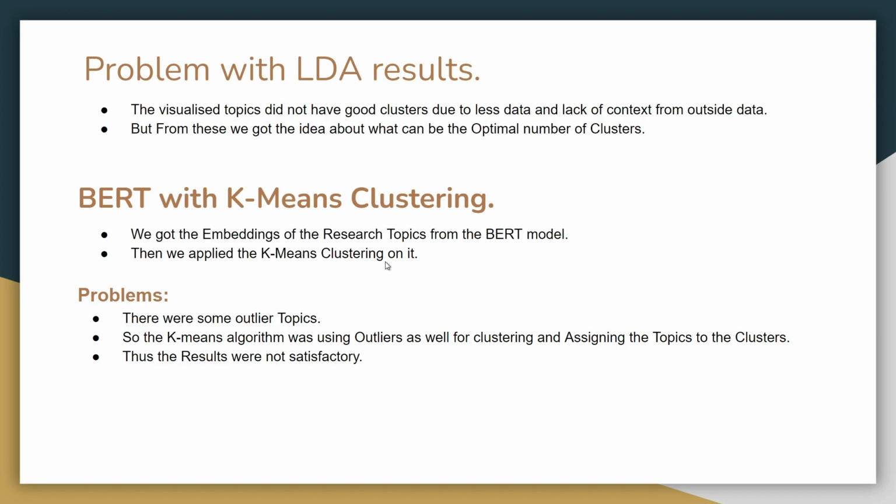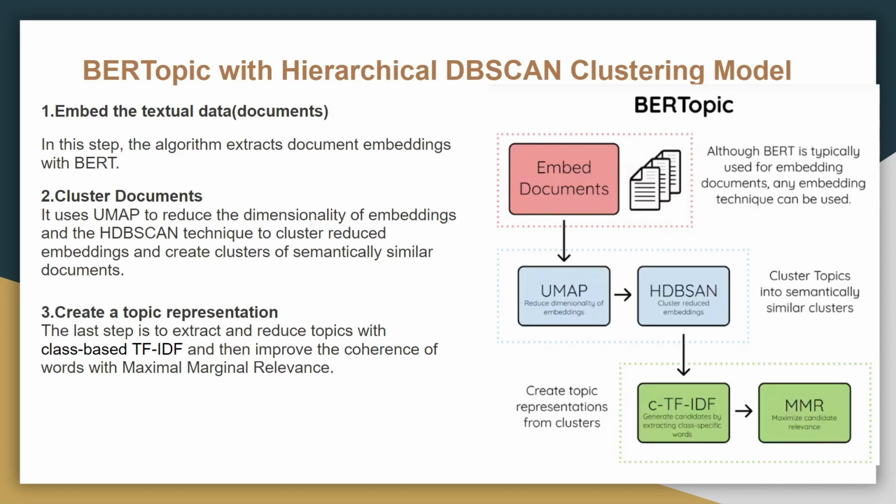Here we got the embeddings from the research topic using the BERT model, and we used k-means clustering. But again, the results were not very satisfactory with this model, because it was also using the outliers for clustering, and that was reducing the quality of the clusters. So then we moved to another model, BERTopic with hierarchical DBSCAN clustering, and it was giving the best result.